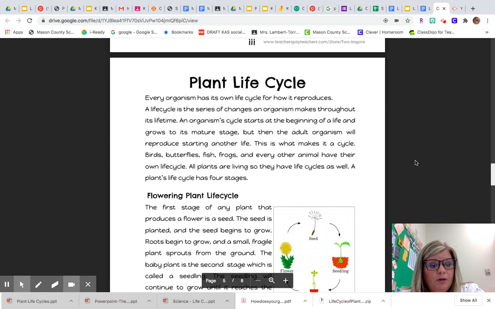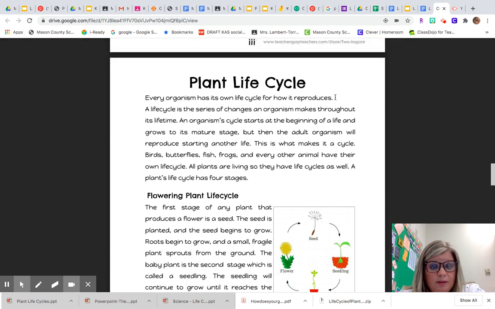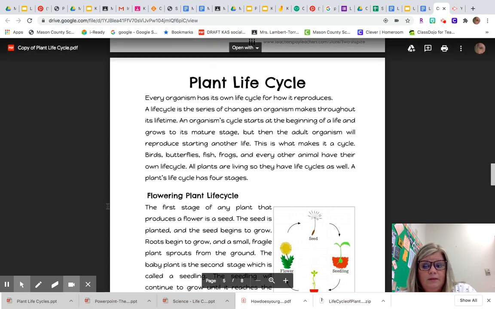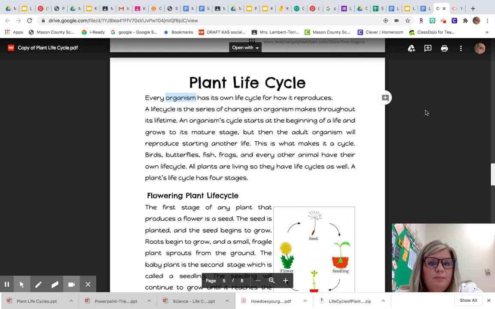So, to start off, I'm going to read you this. It's called the plant life cycle. Every organism has its own life cycle for how it reproduces. Right there in this sentence, there's a lot of words, and some of them are pretty big words. So if we look at that first word, organism. An organism is simply a plant, an animal, a single-celled life form. I'm an organism, you're an organism. It's any living creature. That is what an organism is.